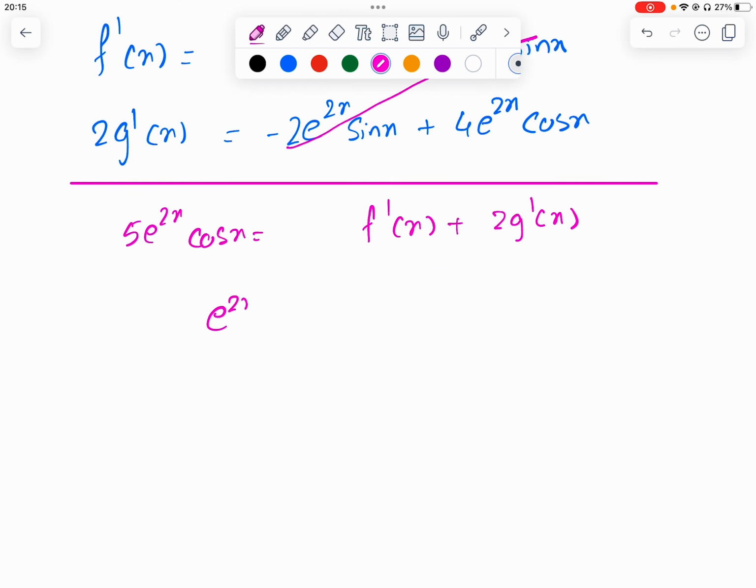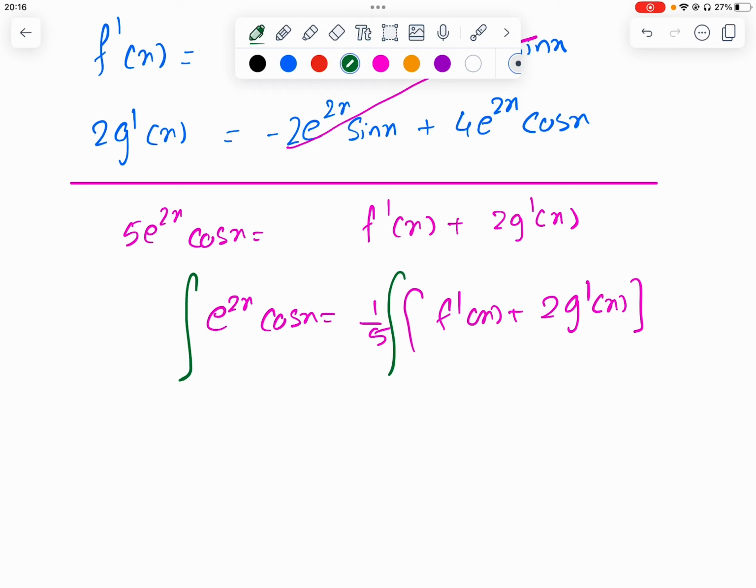So e power 2x cos x is nothing but 1 upon 5 times f prime x plus 2g prime x. Now what is he asking? Integral of this one. Integral and derivative are opposite functions, with limits 0 to pi. So 1 upon 5, integral of f prime x is nothing but f of x, and g prime x is nothing but g of x, from 0 to pi.